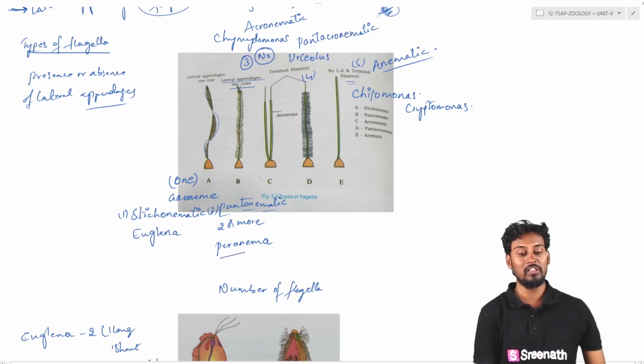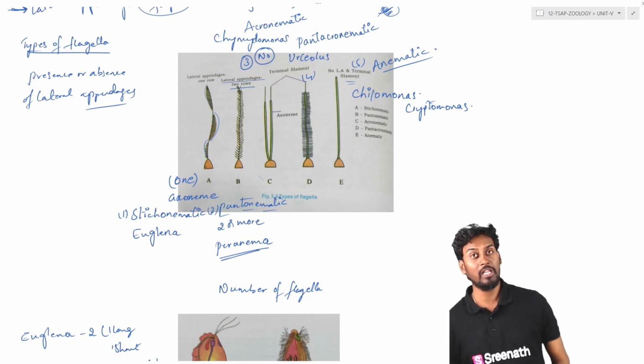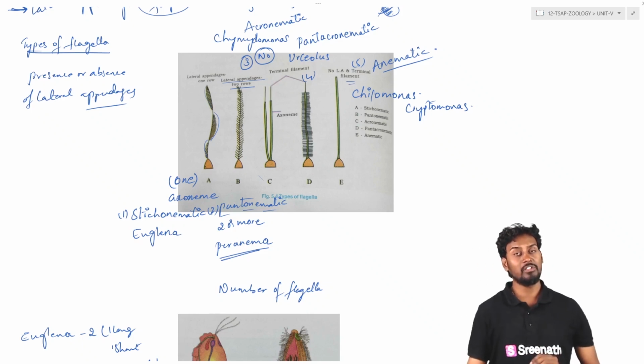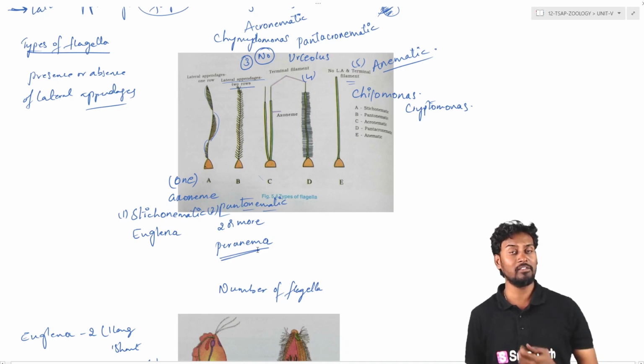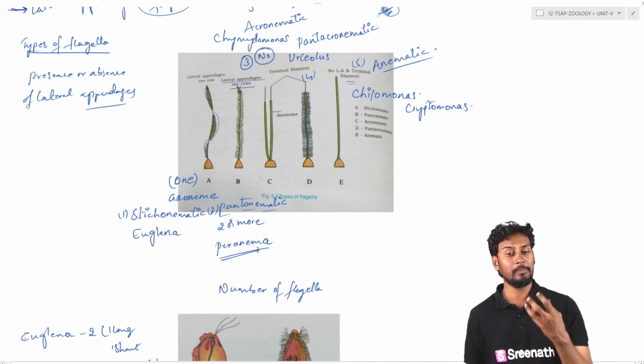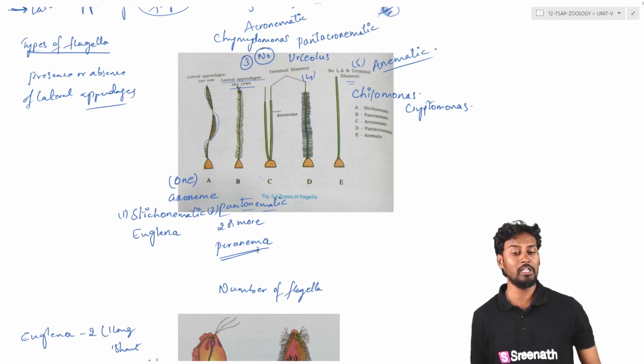So here it's about the example, peritrichous. Peritrichous is the one which generally shows the lateral appendages arranged in two rows on the axial filament, that is, on the axoneme. If there are two rows, we can also call them pantonematic.